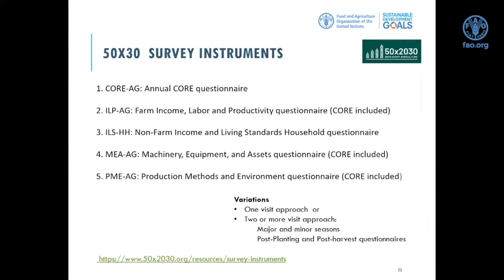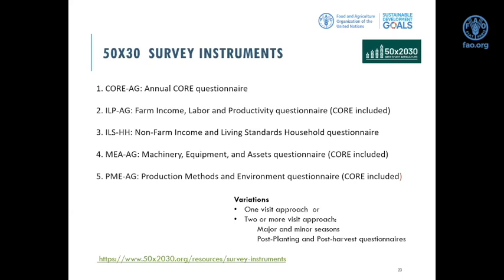So the instruments developed are named Core Ag, similar to the Core on AGRIS, on agriculture: the income, labor, and productivity questionnaire, the non-farm income and living standard household questionnaire, machine equipment and asset questionnaire, and production methods and environment questionnaire.